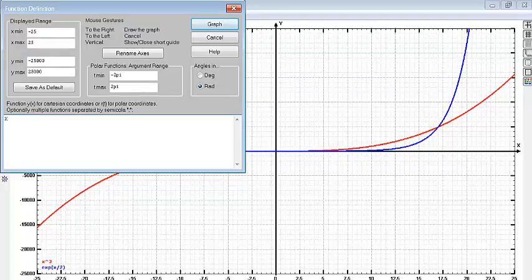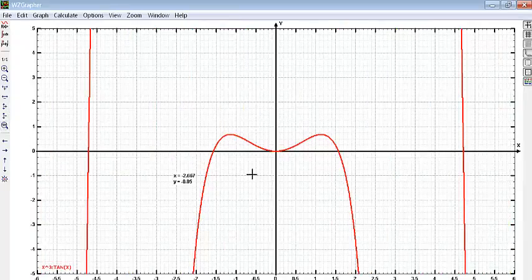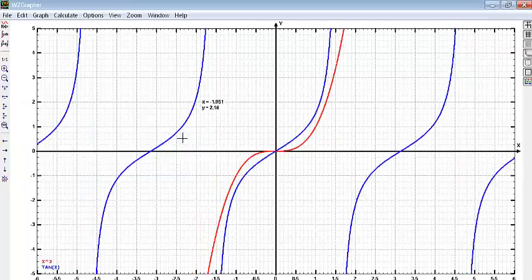So we'll do x cubed, and I'm going to do the tangent of x. I'm going to have to zoom in here. Did I do both of them? No, I need to put a semicolon in there. Okay, so there we go.